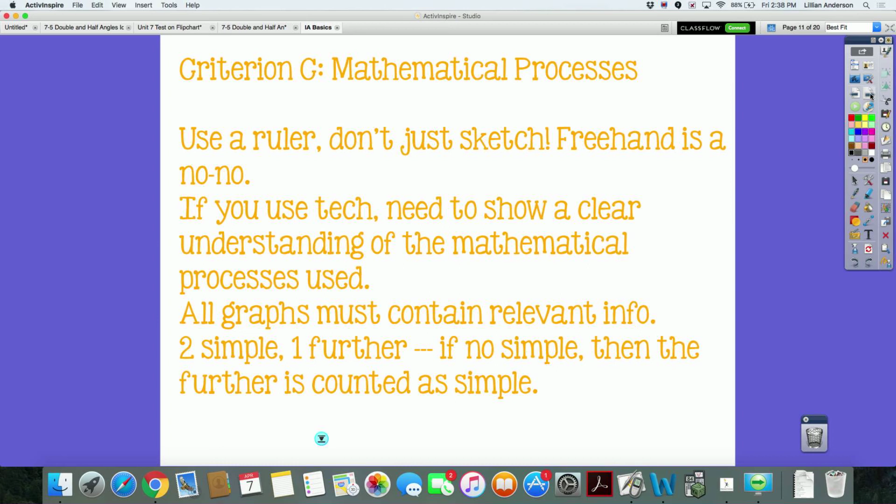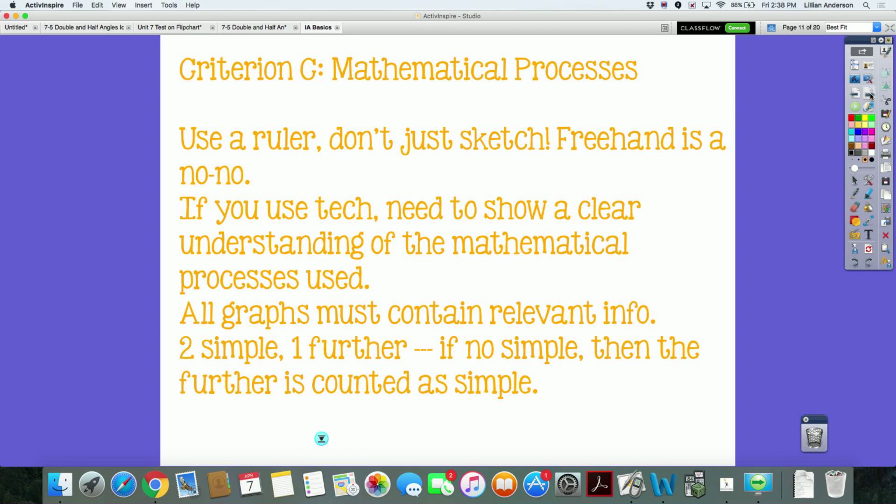If you do use tech, you need to show a clear understanding of the mathematical processes used. That basically means, I know we know how to find the chi-square test using the calculator, okay? But you cannot do that for an IA. You're going to have to do the actual by hand, the step-by-step method of how to find the chi-square test, okay? You're going to have to use the distribution charts. You're going to have to do all of that, okay? Now, you can use your calculator to check your work, see if you did it right, but you need to show a clear understanding of the mathematical process that you used.